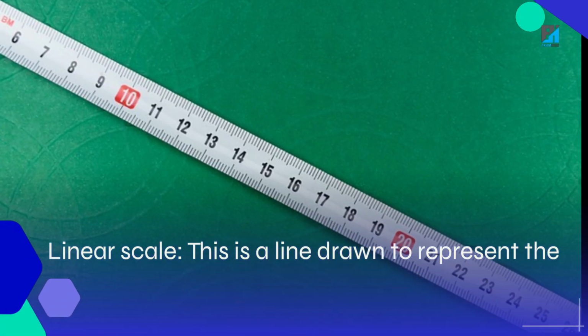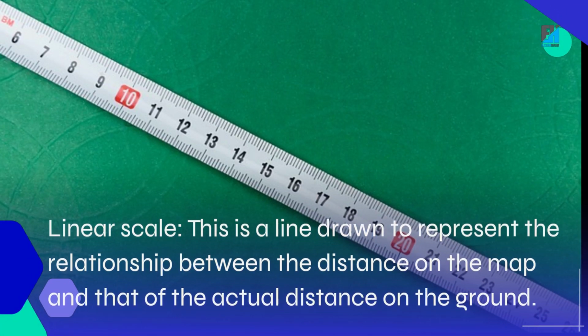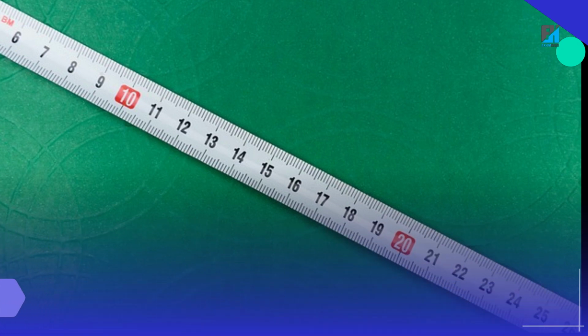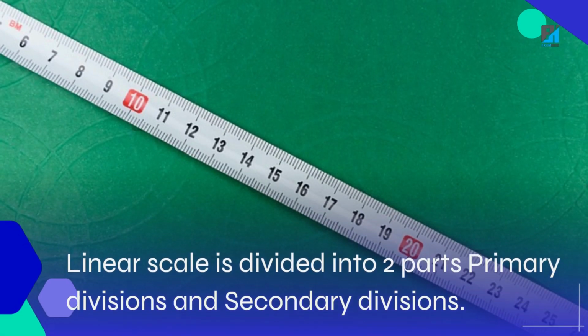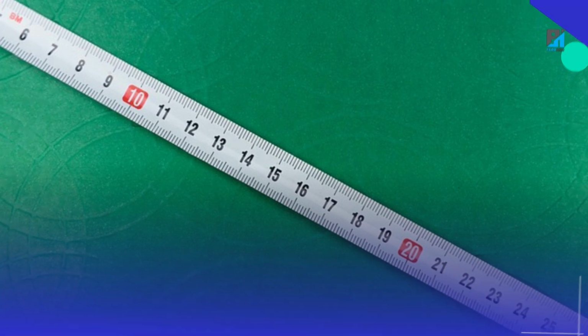Linear scale. This is a line drawn to represent the relationship between the distance on the map and that of the actual distance on the ground. Linear scale is divided into 2 parts: primary divisions and secondary divisions.